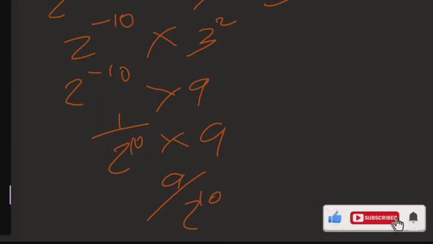Now we've come to the end of this class. In our next class, I'll be showing us how we can solve indices problems. So we're going to be picking WAEC questions, JAMB questions on indices, and solve every question on indices as simple and as clear as it should be.